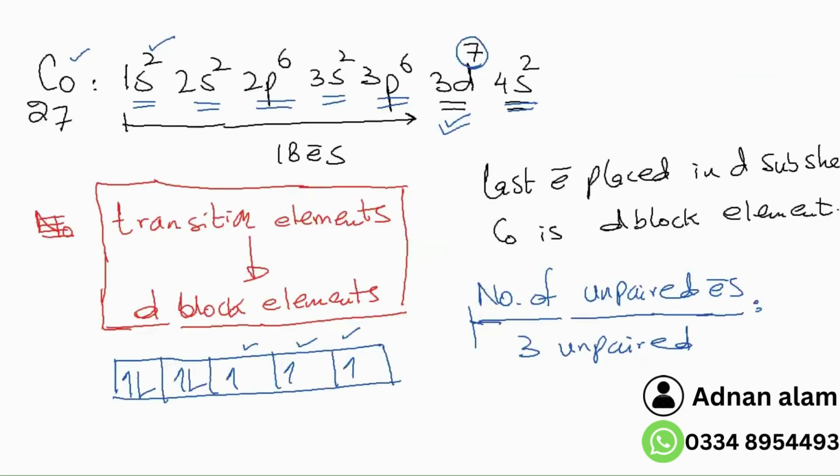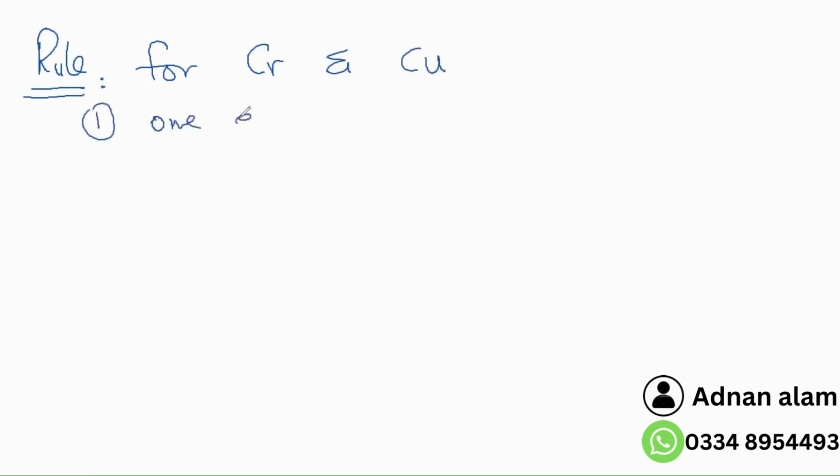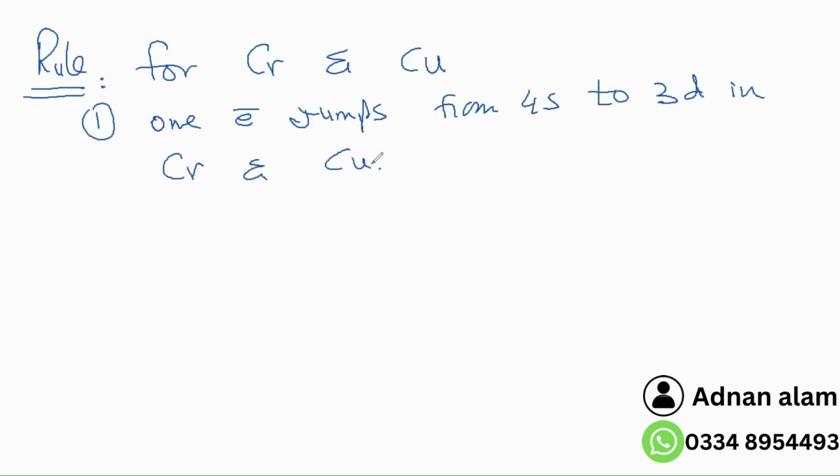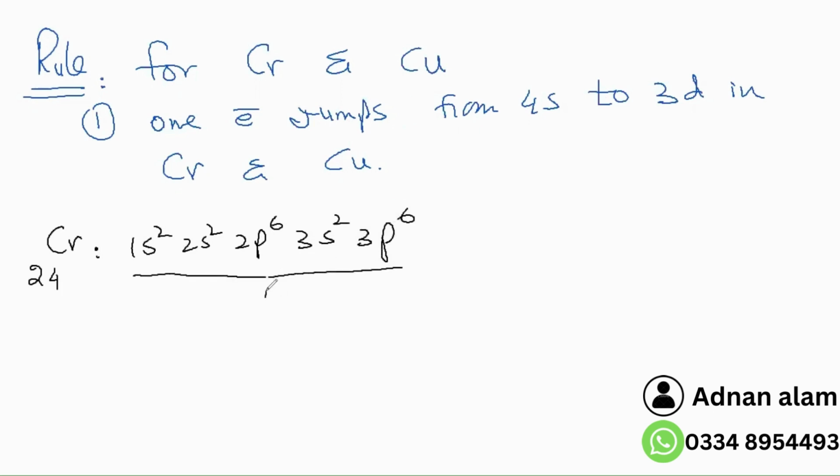Okay. Now, the next rule you need to know is for chromium and copper. And the rule is that 1 electron jumps from 4s to 3d in chromium and copper. You have to apply this rule for chromium and copper. For example, I'm taking chromium, proton number 24. So 1s2, 2s2, 2p6, 3s2, 3p6. Till this very point, 18 electrons have been placed.